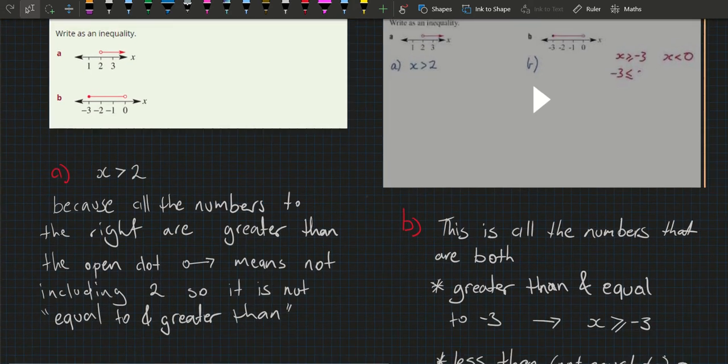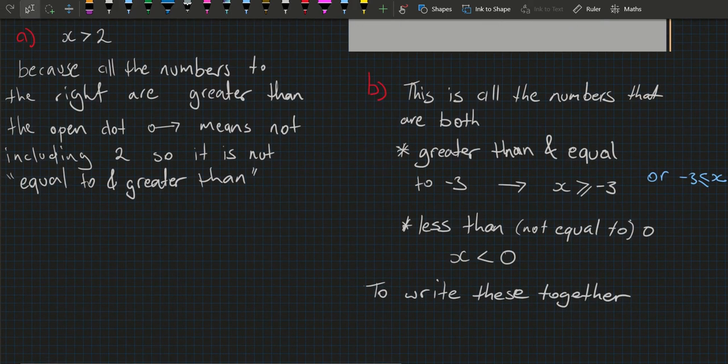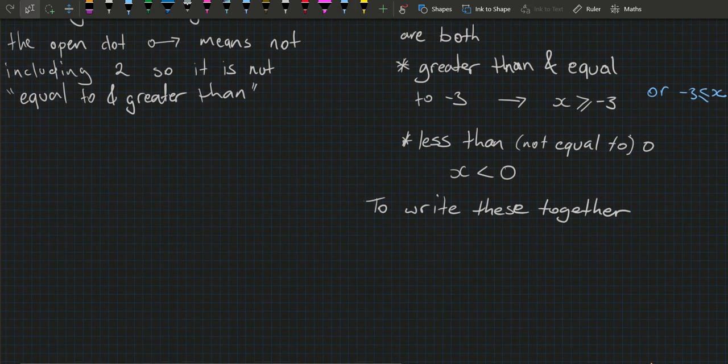And for the next one, for part B, you can see an open circle for 0, and you can see a closed circle at -3, so x is definitely greater than or equal to -3, another way of saying that is -3 is less than or equal to x, okay? And x is strictly less than 0, okay? The reason I did this little "or" thing is because we're going to write them together.